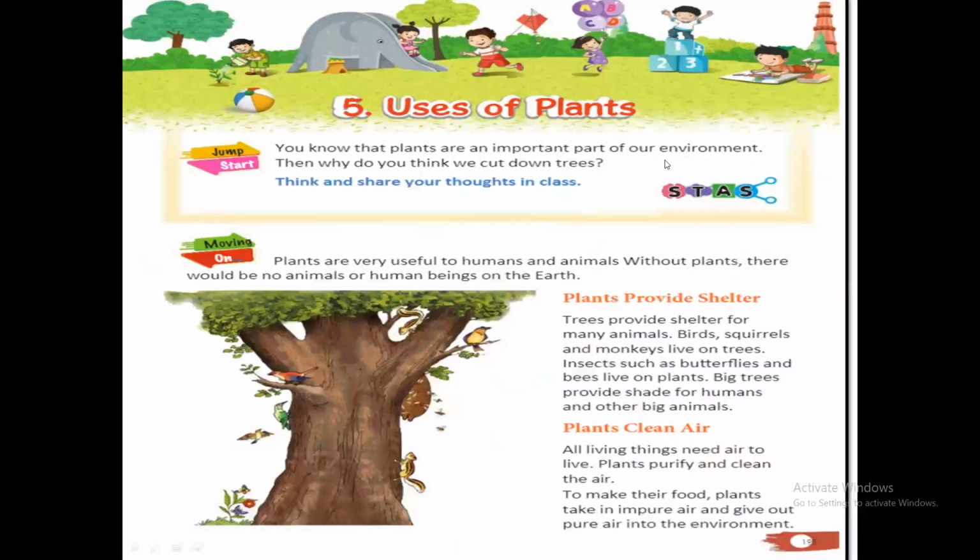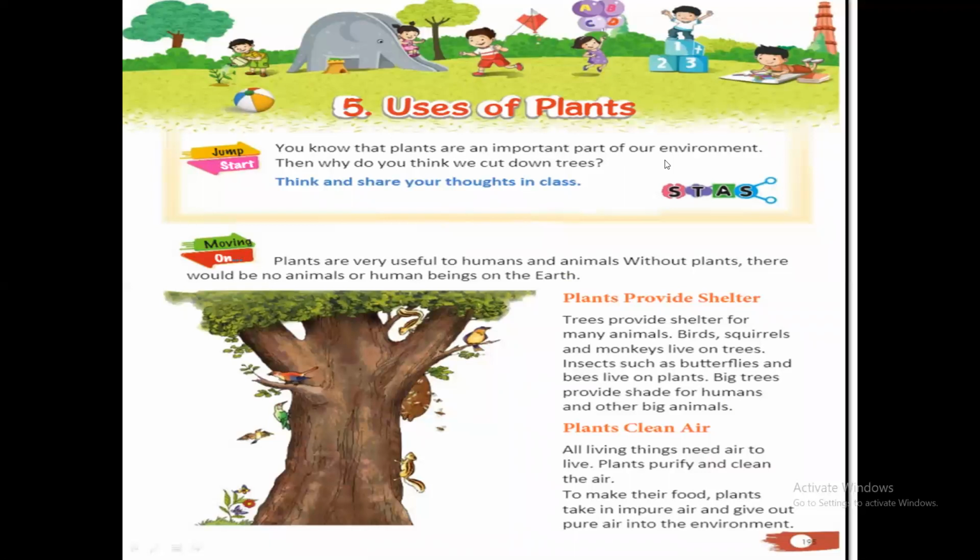So children, uses of plants. What is the first use of plants? Plants provide shelter. We can see in the video that many trees provide shelter. Many animals and birds such as squirrels and monkeys live on the tree. And small insects such as butterflies and bees also live on the tree. So we can say that plants are a shelter for many birds and animals. After that, plants also clean air.